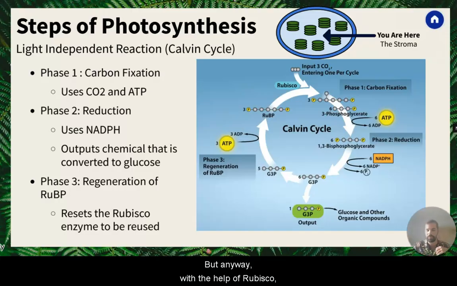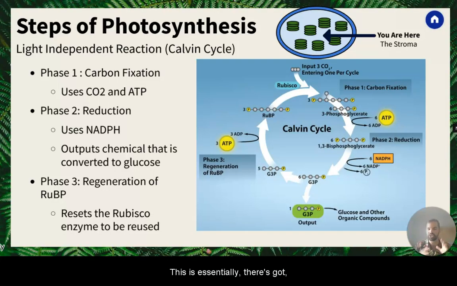But anyway, with the help of Rubisco, that CO2 is fixed. Some ATP is used up to reduce it, in the process of carbon fixation, getting to this 1,3-bisphosphoglycerate. We enter the second phase, which is reduction, the gain of electrons from NADPH. And what you end up with is this molecule called G3P, which is the main output from this. This is sort of the precursor to sugar.